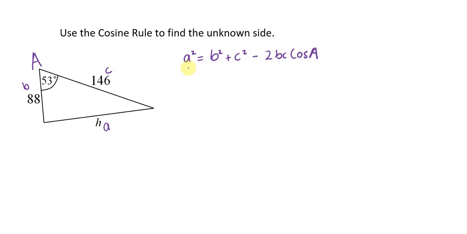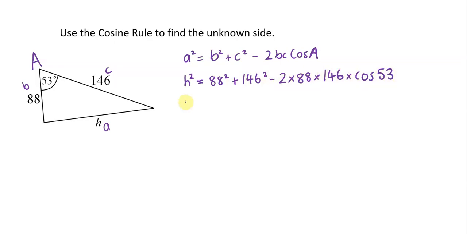We substitute our values in. The A side has an h on it. So h squared equals b was 88 squared plus c is 146 squared minus 2 times b, 88, times c, 146, times cosine of A. A was 53 degrees. So we put this into our calculator and we have h squared is equal to 13,595.76. There's a few more decimal places there.